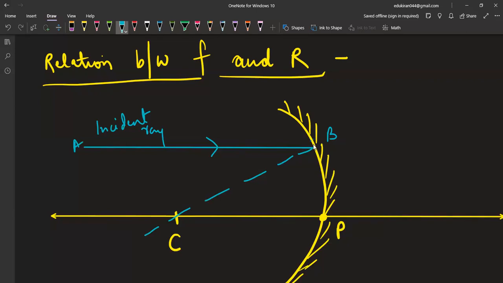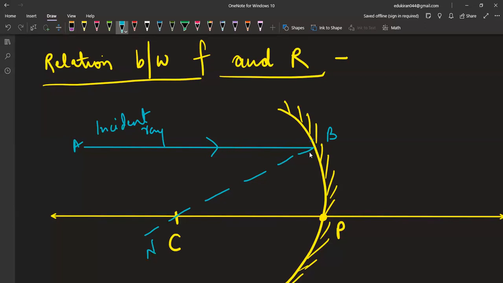This is also one of the properties of mirrors: whenever you drop a normal, how will you draw a normal? This is a curved surface. So this is a trick to remember: join the point to the center of curvature. That will give you the normal on the mirror. This is the normal of the mirror.